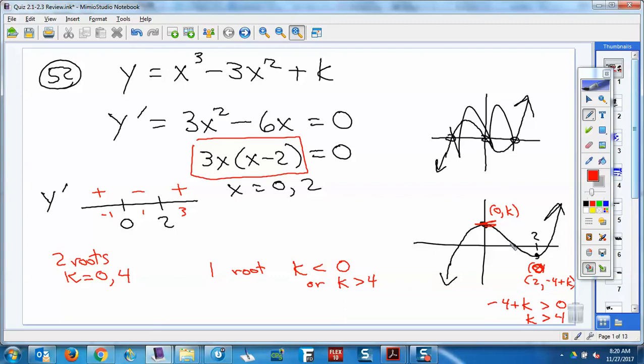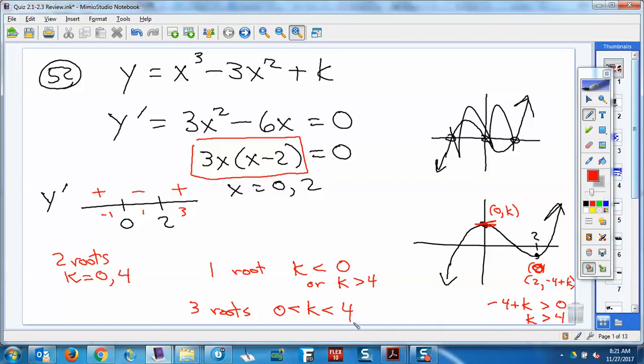And then when will I have 3 roots? When it's between 0 and 4, right? So when it's less than 0 or more than 4, that's going to be shifted up too far or too low on one. But when k is between 0 and 4, then I'm going to have my 3 roots.